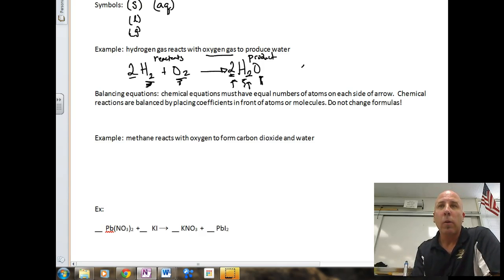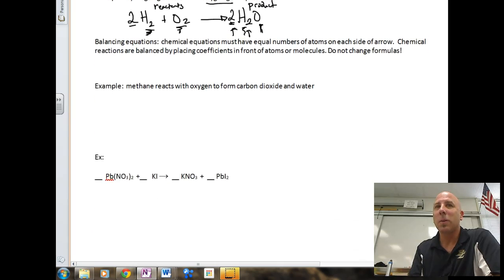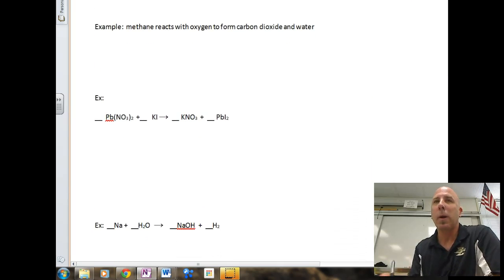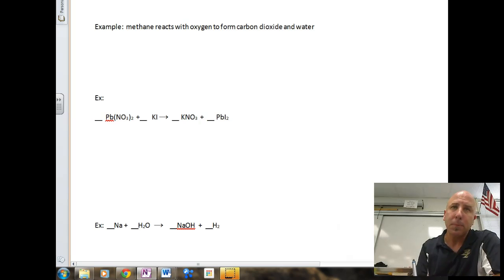So now we have 4 hydrogens as reactants. We have 4 hydrogens as products. We have 2 oxygens as reactants, and we have 2 oxygens as products. So everything's balanced out now. Nice and neat. Okay, that was a pretty straightforward and easy one. We're going to look at a few other examples and some of the tricks that I'll show you of how to get these things to react properly or balance properly as well.